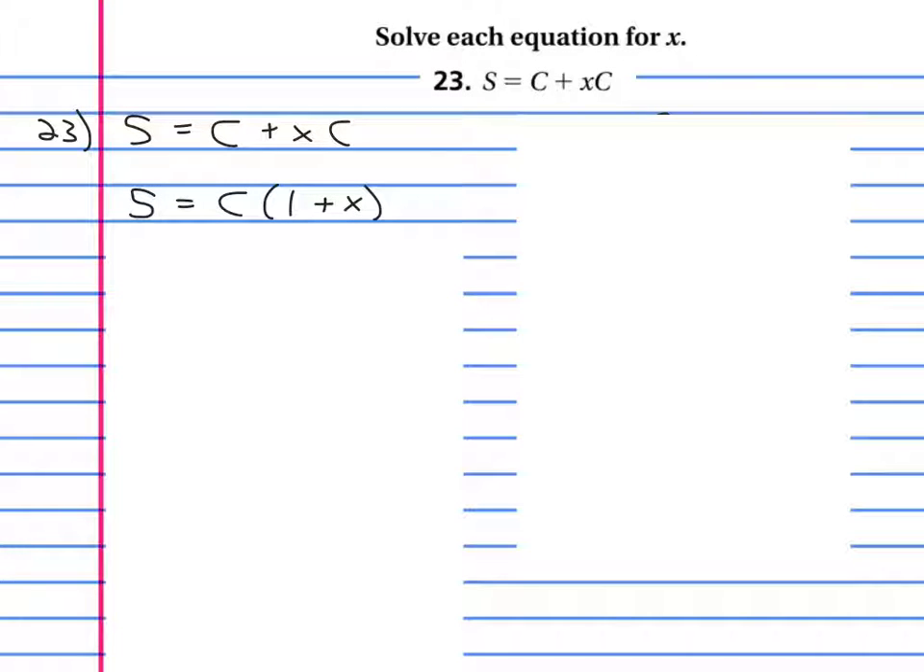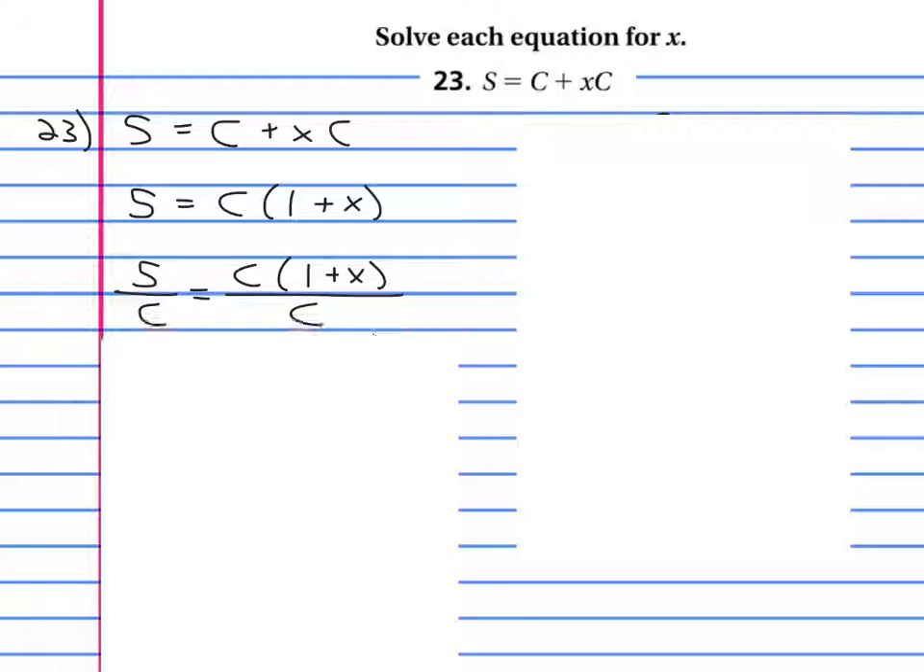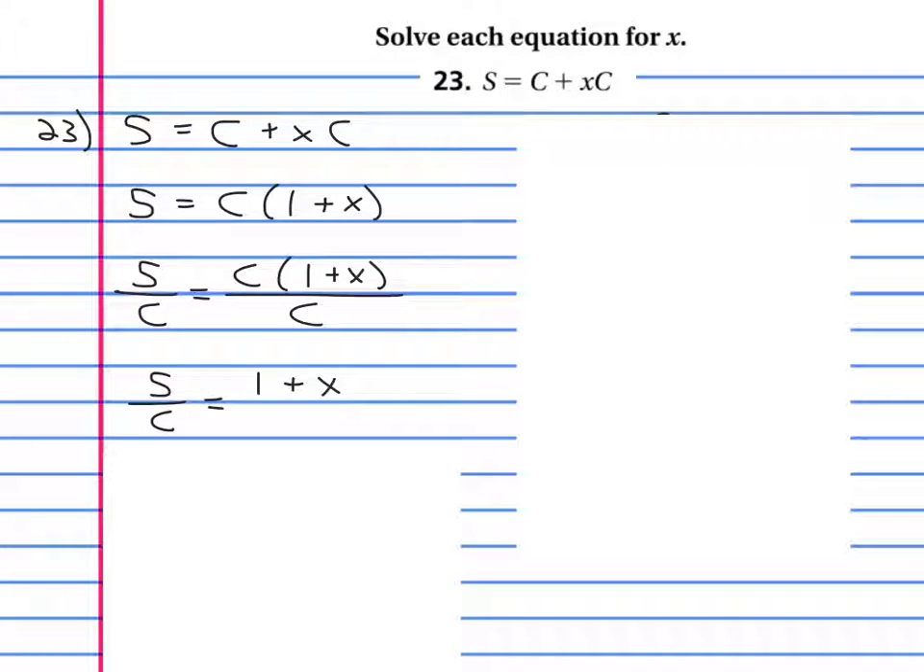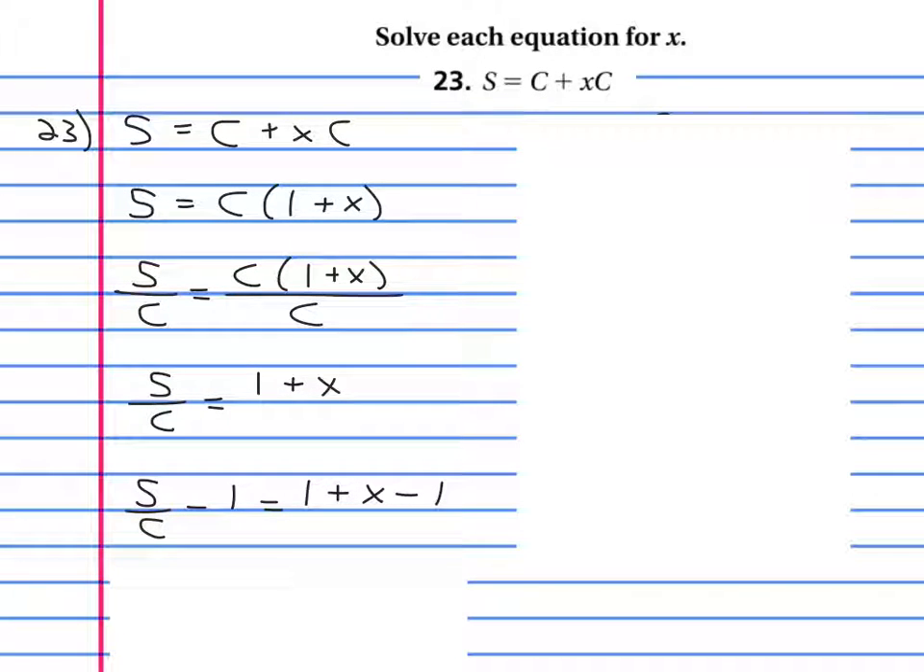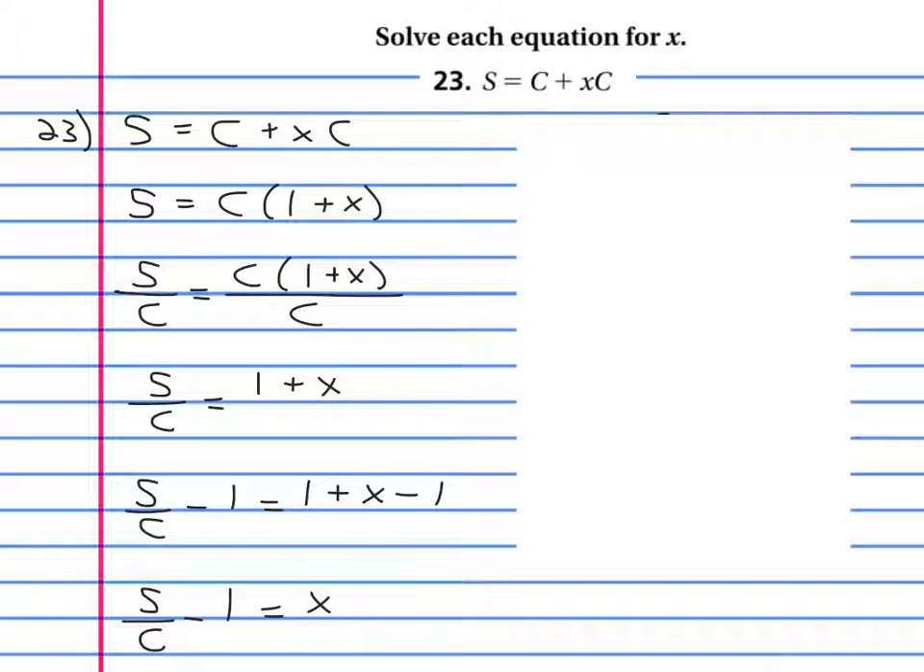Now, what do we do? Well, right now, the thing with x in it, this term 1 plus x, is being multiplied by c. So let's undo that by dividing both sides by c to get this part canceled out. Okay, and when we do that, you've got s over c equals 1 plus x. And now, easy, what's happening to x? 1's being added to it. How do we undo that? With minus 1. Okay, and simplifying that, these two things cancel out. So you get s over c minus 1 equals x. And I'm going to box it because that's our answer.